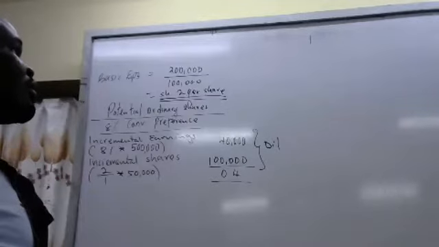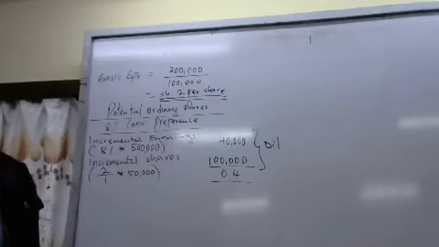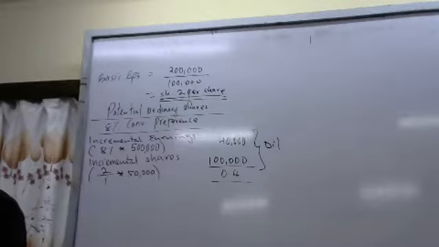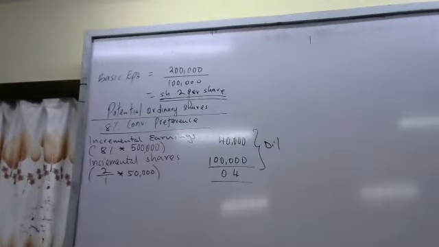40 divided by 100, find it up. How much will it change? 40 divided by 100 will it change? 105.